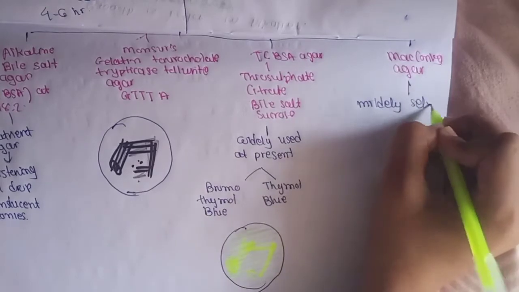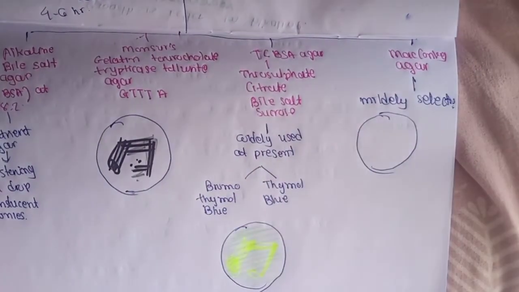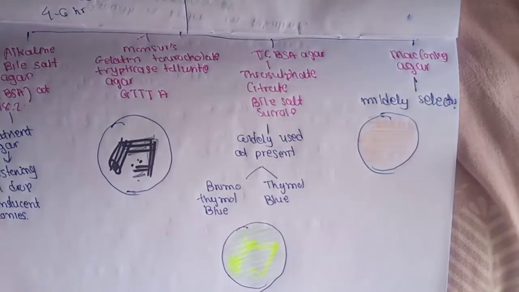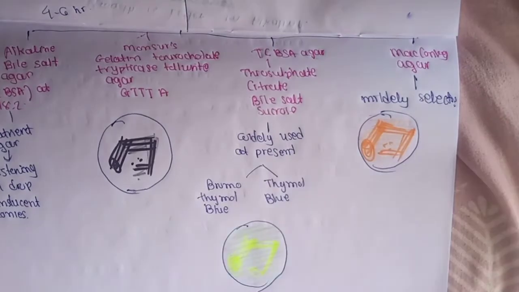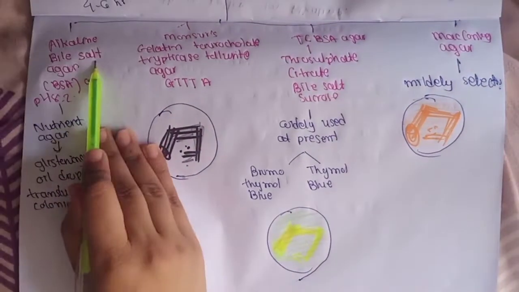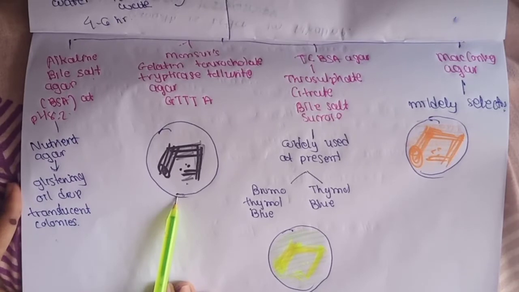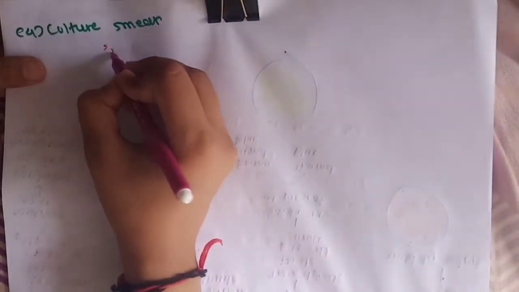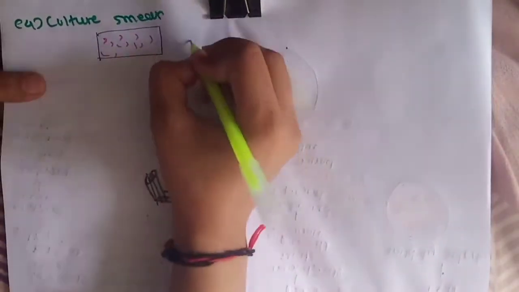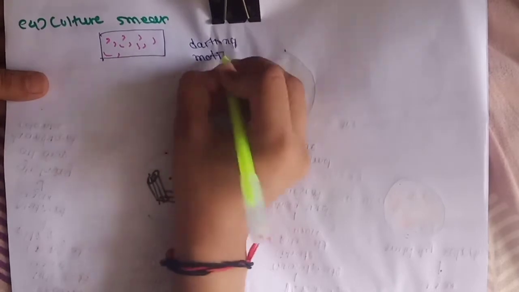MacConkey agar is mildly selective, and it will give us pale colored colony, because Vibrio cholerae is non-lactose fermenter. So in alkaline bile salt agar, we will have translucent colony. In GTTA, black colored colony. In TCBS, yellow colored colony. MacConkey agar, pale colonies. Now fourth is culture smear microscopy. As we know, Vibrio cholerae gives gram-negative comma-shaped appearance, and they are having darting motility.